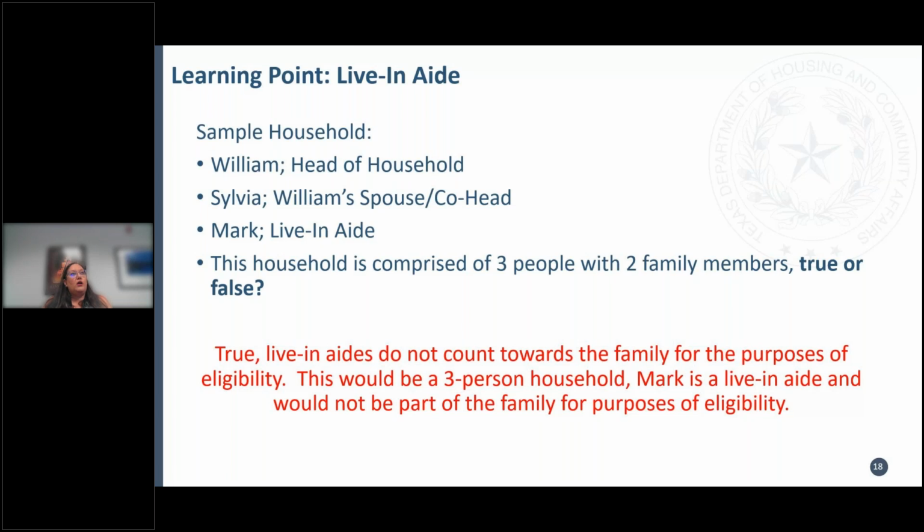And while Mark might be listed on the income certification, he should be listed as a live-in aide and not as a family member whose income needed to be screened. Are there any live-in aide questions that we need to talk about? Okay. There is.